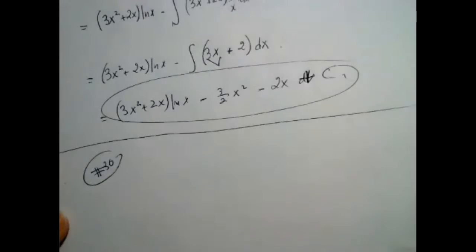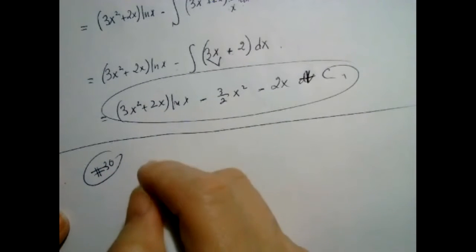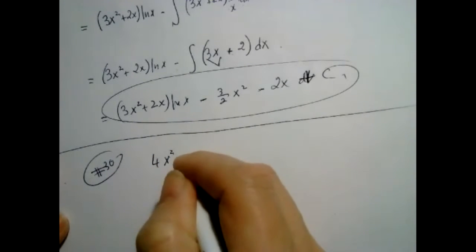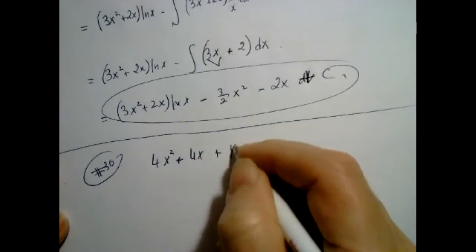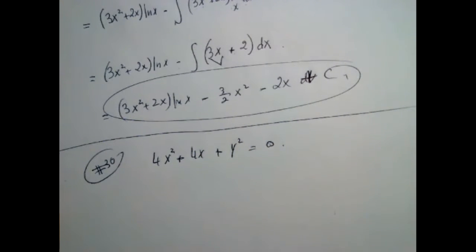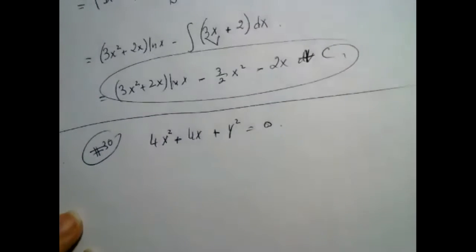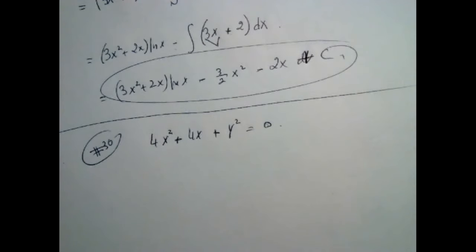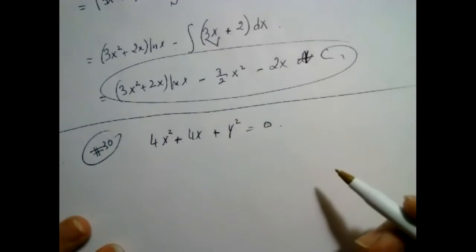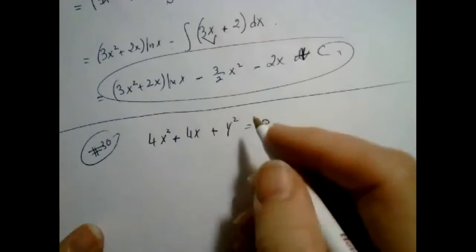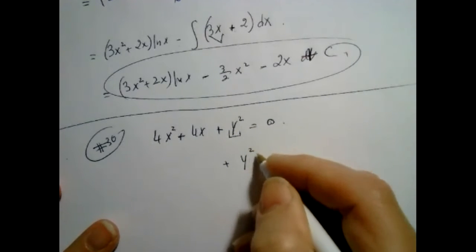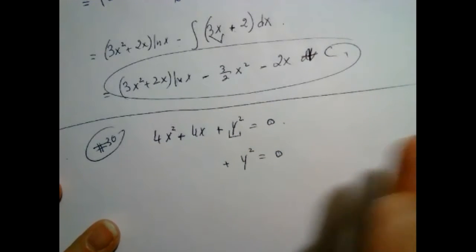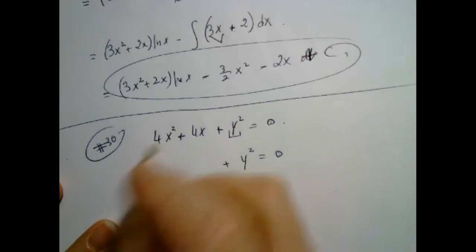So number 30 was 4x squared plus 4x plus y squared equal to 0. And the question is to identify this conic section, circle, ellipse, hyperbola, and then sketch it or find the foci and so on and so forth. So we have to complete the square. The y squared, there is nothing to do with it. So it remains the way it is. It's already completed. There is no y term, so I don't have any issue.